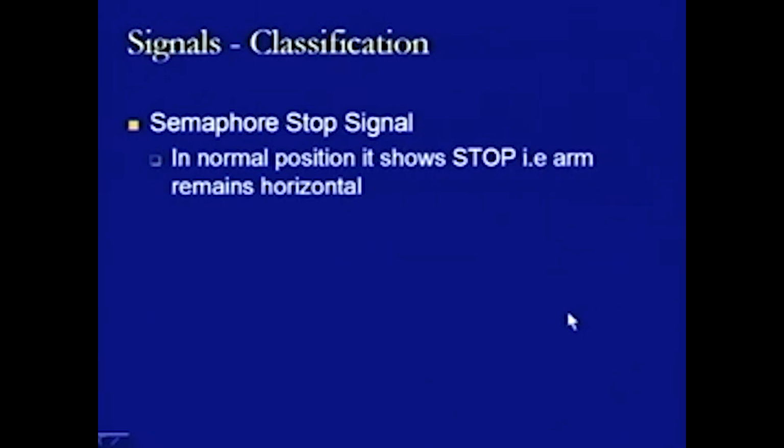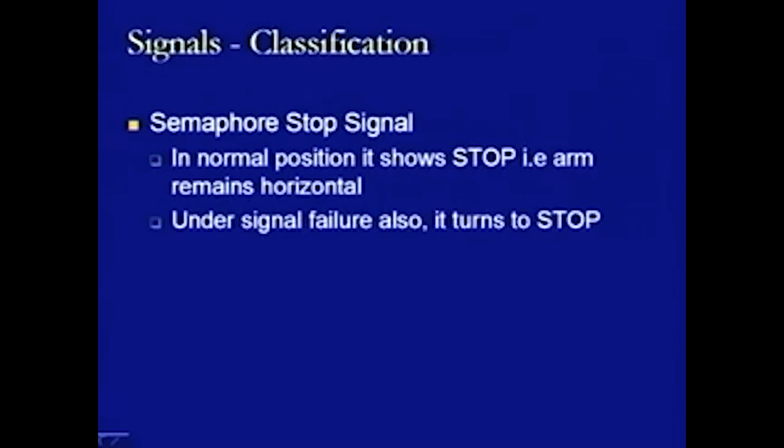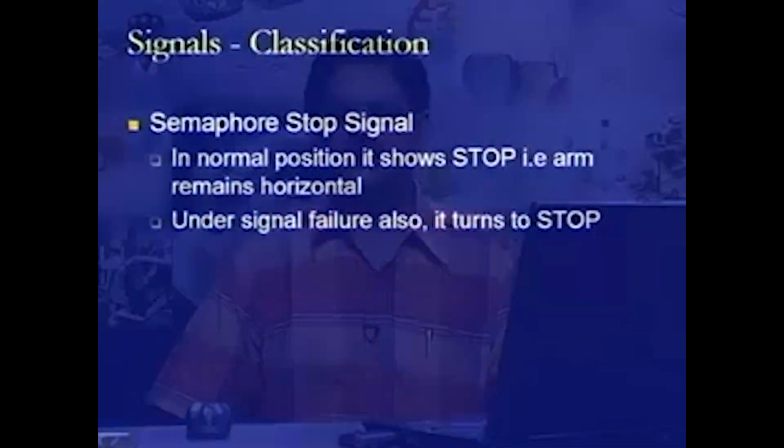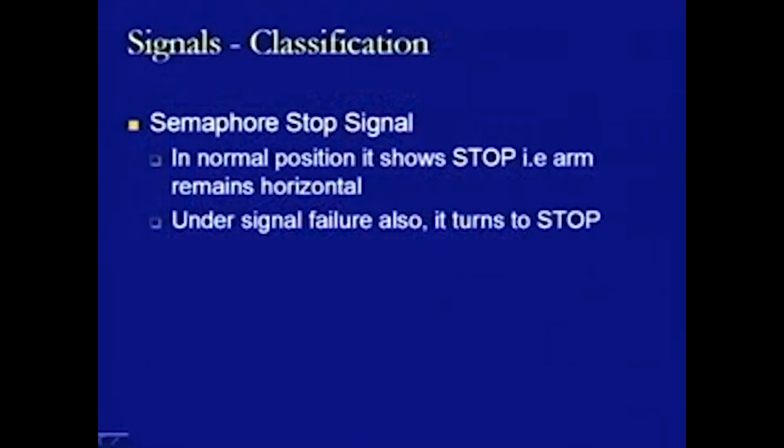Further, in the normal position it always shows a stop, that is, the arm remains horizontal, or what we can say is that it is an on position of the semaphore signal. If there is any failure of the signal, or if there is no light, then in that case it turns to the stop condition. So, that is another feature which is installed in it, because if there is any problem with the operation of the signals, then the signals should switch to the stop position, that is, the on position normally.